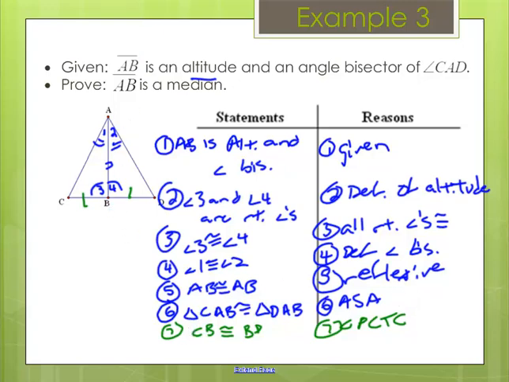And now because they're congruent, I know that this segment AB is splitting that in half, and it's going from the vertex, which means AB has to be a median. And the reason? Definition of median.